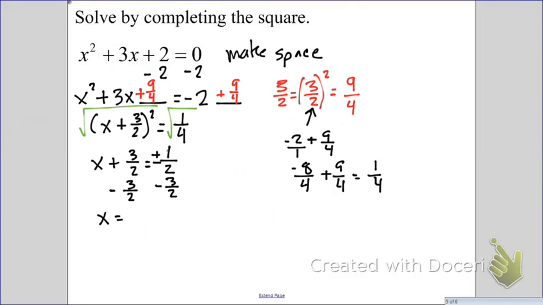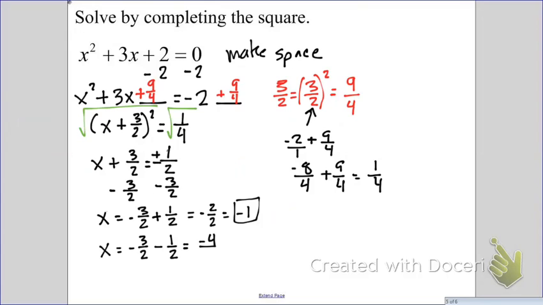The first problem is -3/2 plus 1/2, and the other problem is -3/2 minus 1/2. So I get -2/2, which is -1, and -4/2 is equal to -2. And those are your two answers.